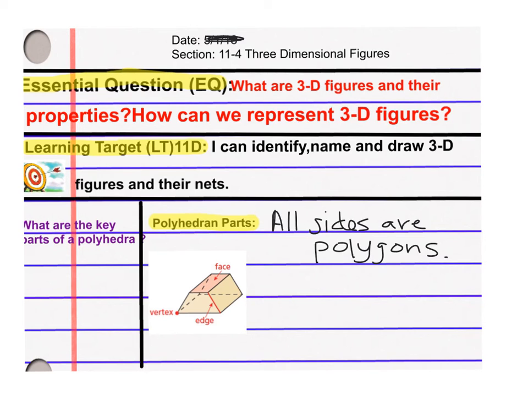And what are the parts of a polyhedron? So the edges, maybe I'll make it blue so you can see the edges. These are edges. These types of things are edges. The vertices, just like on an angle or a triangle or a polygon, the vertex or vertices are where your edges meet. And the faces are basically the side or surface.